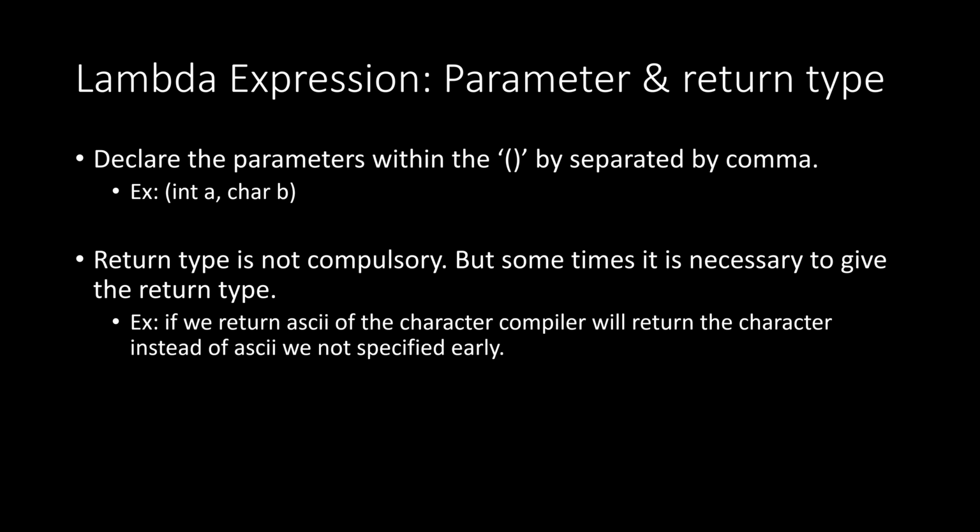Consider that you want to return the ASCII value from the function. The compiler will automatically detect that you are going to return a character, so it will think, okay, the return type is character, but you want the ASCII value only. So at this time you want to put the return type as int. These are only some cases. Most of the time, 99% of the time, you don't want to put the return type because the compiler automatically detects it. Sometimes you may want to give the return type, so based on the situation, you can give it.